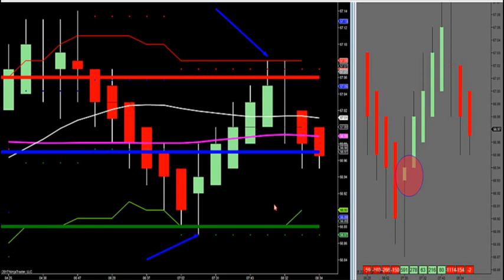Because see, most traders can't trade range markets. They don't know where to buy and sell. And that's the difference between being an amateur trader and a professional trader. You must know how to sell range, just as you know how to sell trend.